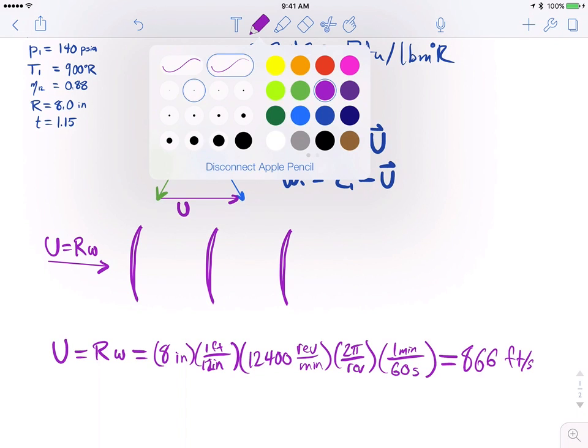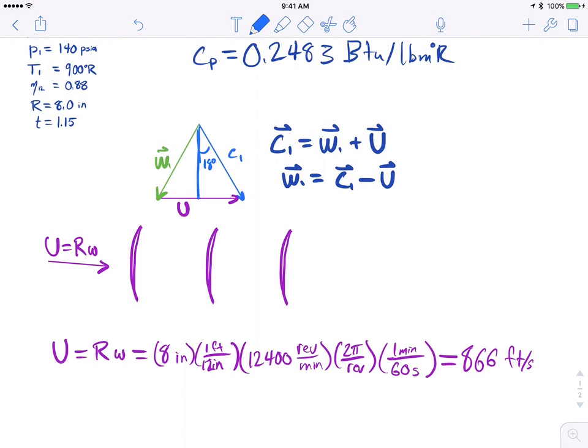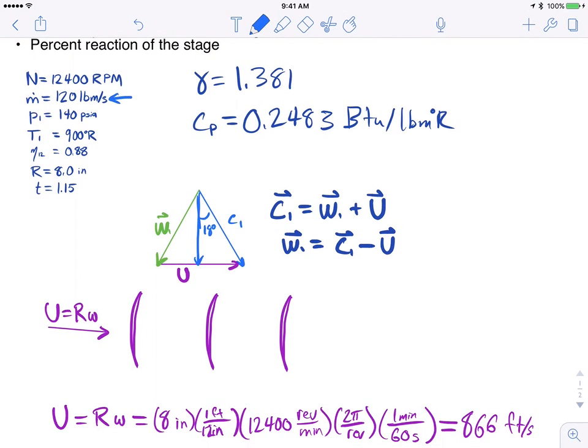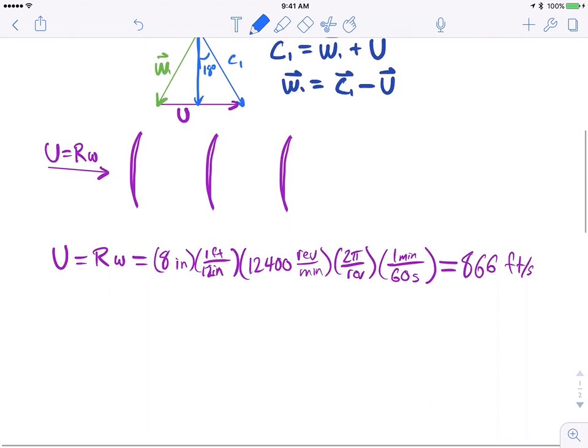The other velocity that we can figure out here is the axial component of our absolute velocity. Our compressor has to be set up to pass through 120 pounds mass per second of air, and we know the pressure and temperature of that air, so we should be able to calculate the density. And if we can use our geometry information to get a flow area, we can figure out how fast the velocity has to be for that air moving through to accomplish this mass flow of 120 pounds mass per second.